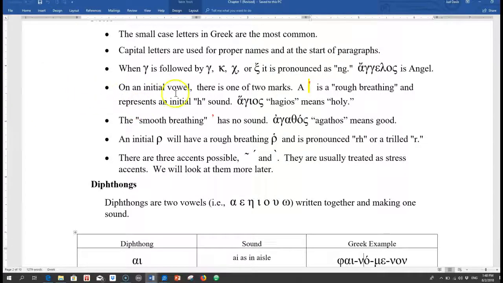Now, there are two little marks you have to notice. One is called a rough breathing, and it represents an initial H sound. So when you have the rough breathing here, hagios, the little second mark there is an accent mark. The first is the breathing mark, hagios, and that means holy. So hagiographa, the holy writings, you'll see that in English sometimes. And then a smooth breathing means there's no H sound. So agathos, not hagathos, but agathos. And that means good. It's where we get the name Agatha for a woman.